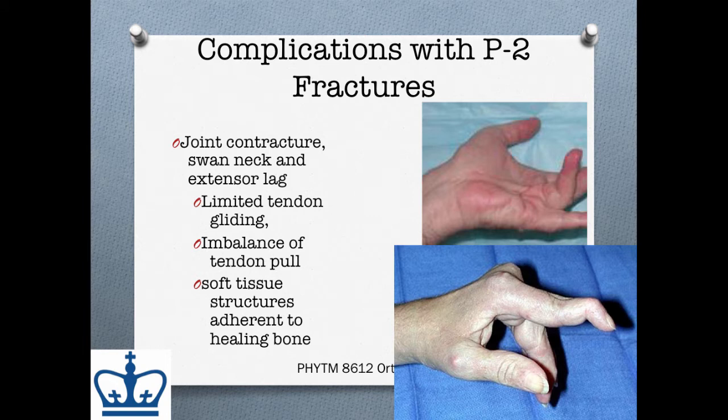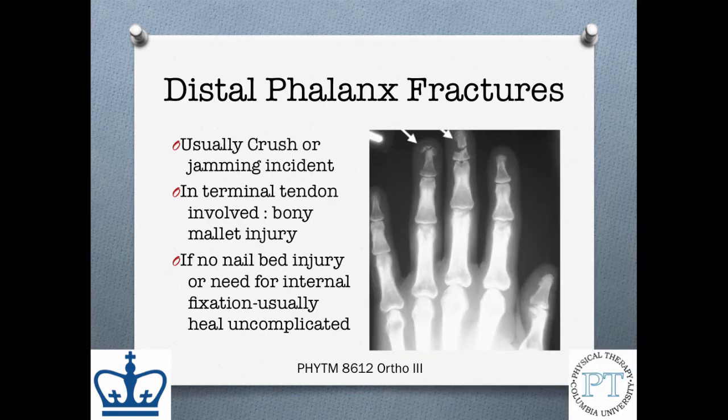Some of the complications that we see with these P2 fractures are that we can get joint contracture, swan neck and extensor lag, and limited tendon gliding. Some of the soft tissue structures again become adherent to the healing bone.